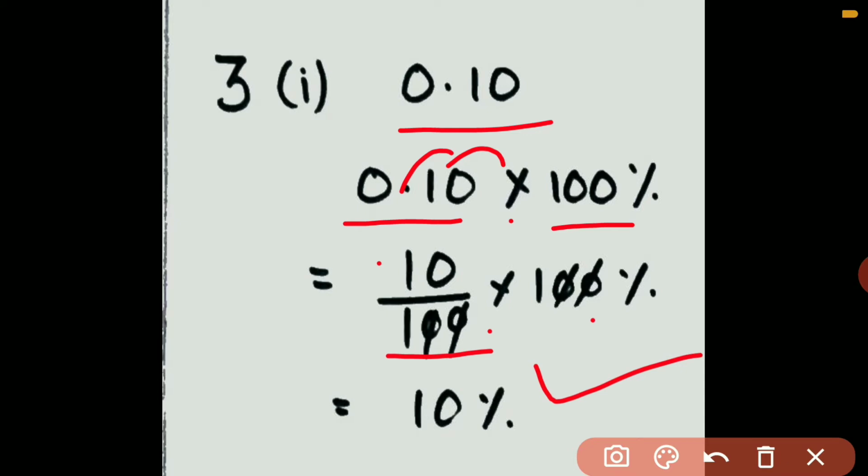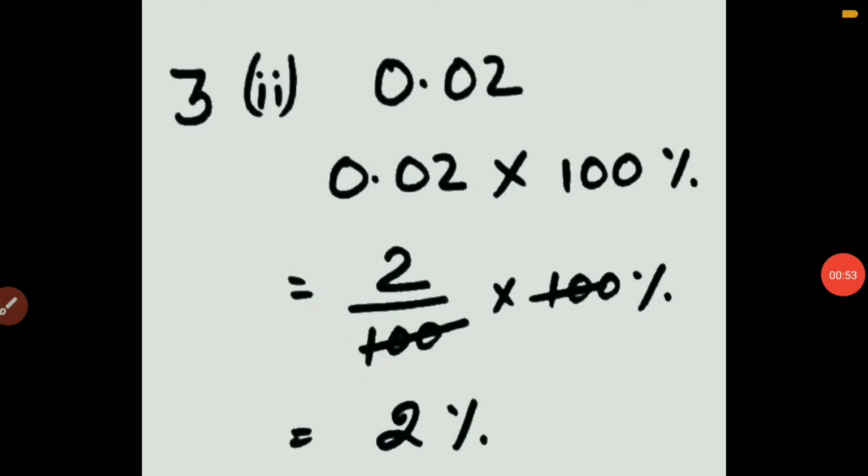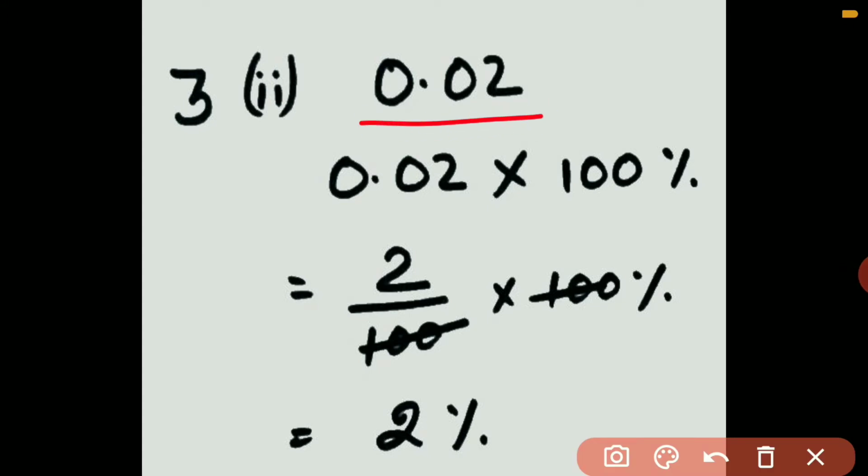Let us try to solve number 3.2. Question number 3.2 reads as 0.02, right? I am supposed to convert this into a percent. So I have multiplied the number by 100. Again, removing the decimal 2 times at the back, I shall get 100 in the denominator. Now this 100 can cancel this 100. So my answer becomes 2%. I hope you understood this.